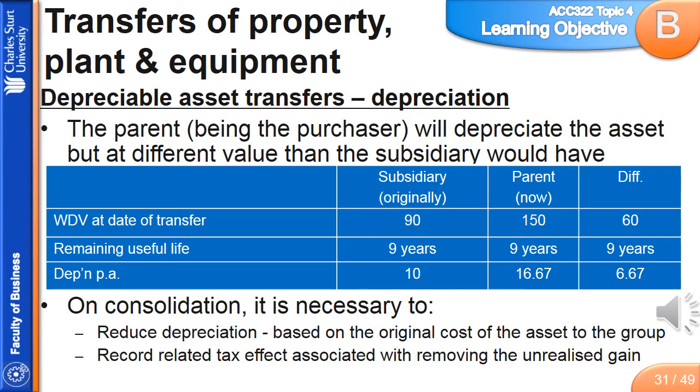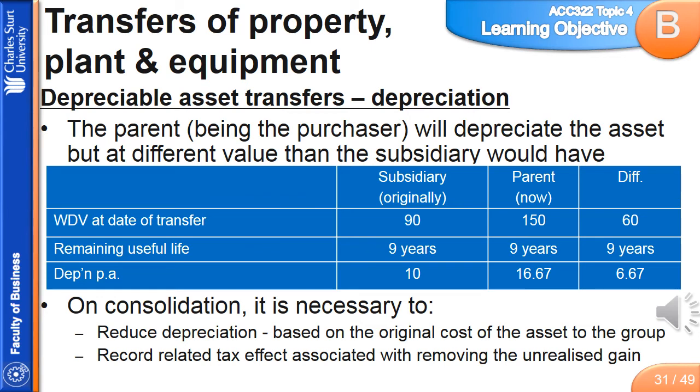Looking at the depreciation on the transferred machine. The parent, being the purchaser, will depreciate the asset at a different amount than the subsidiary would. And so we've got this table here which has the subsidiary and the parent listed side by side and the difference between the two in their rates of depreciation. So in this first row it says that the written down value, WDV, as at the date of transfer for the subsidiary was $90, but the parent is now recognizing $150 on the machine. So we've got a difference there of $60, and we're already aware of that from the previous slides.